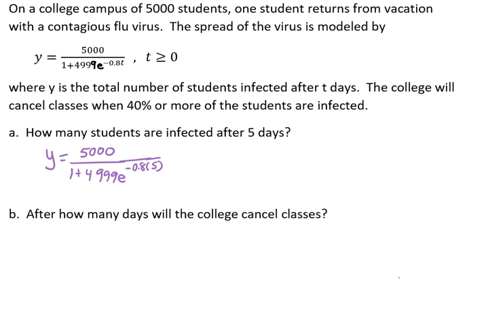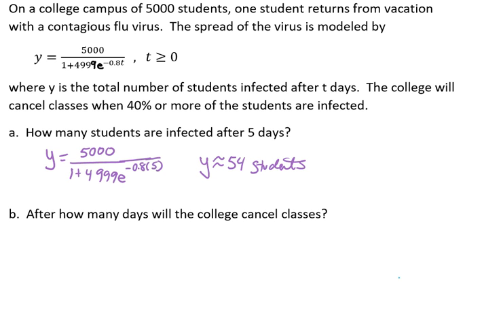What we're going to do here is take our equation and plug a 5 in for our t, our time, 5 days. So we take that and plug it into our calculator. I'm going to go ahead and have you do that really quick. You should get that about 54 students are infected after 5 days.